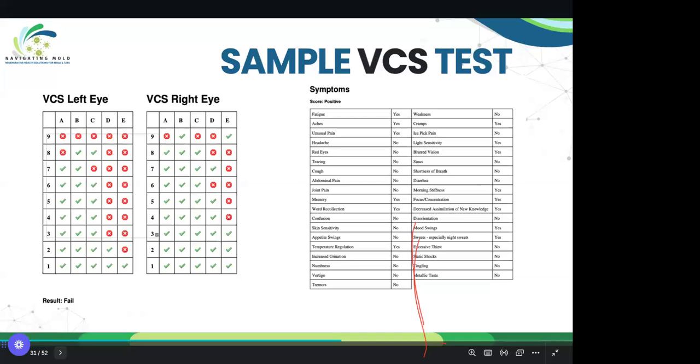You get this email and it shows you your left eye or your right eye. You can see this was a fail for the person who took it. The red dots are where they weren't able to discriminate between left or right or the grayscale. It also has a symptoms tracker, which is nice: do you have this symptom or not? As you do the test multiple times over time, you'll start to see progress when you're following the protocols.